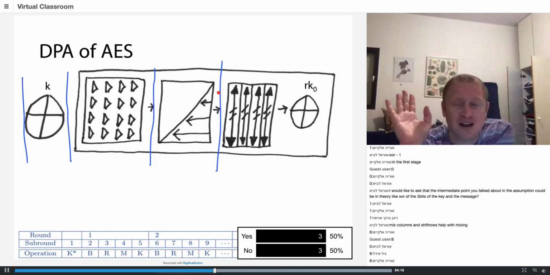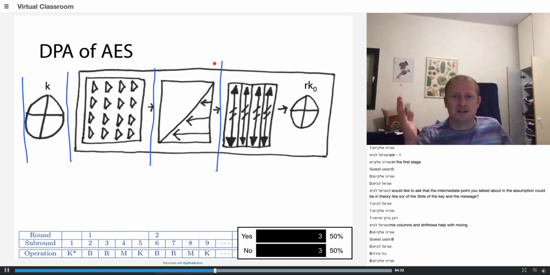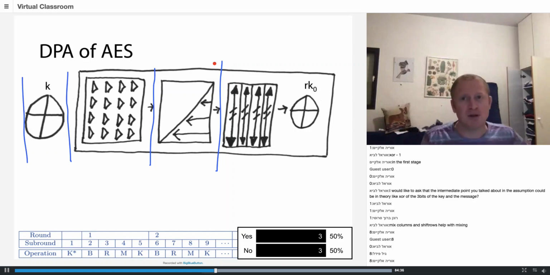So it's as good as this one. And as I'll show you, effectively as an attacker, when you do DPA, you look at the before shift rows and after shift rows at the same time. And as I told you, because shift rows is like an imaginary operation, sometimes it's not even implemented.